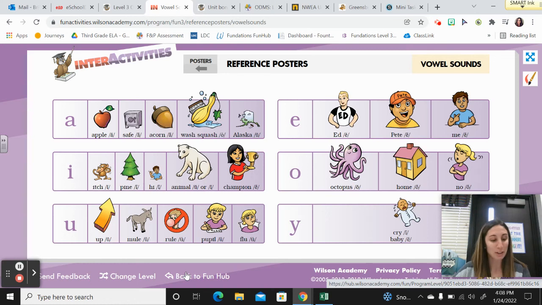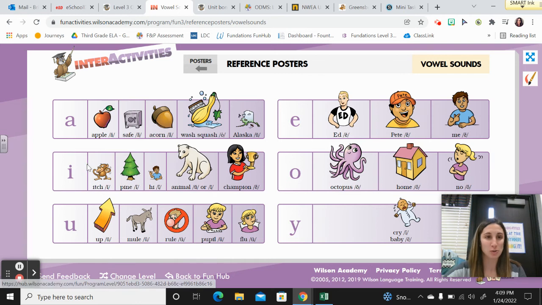Hi, third grade. Today we're going to do the bonus unit, week 1, day 2. So let's get started with our drill sounds warm up. Let's do a few of these ones.